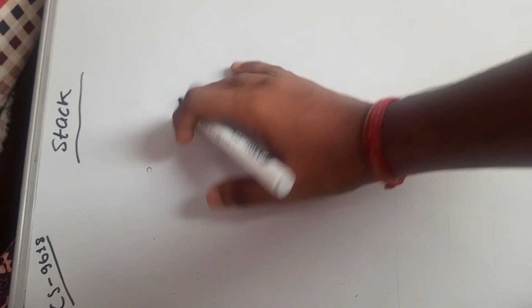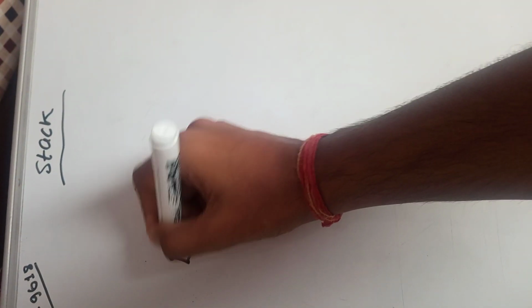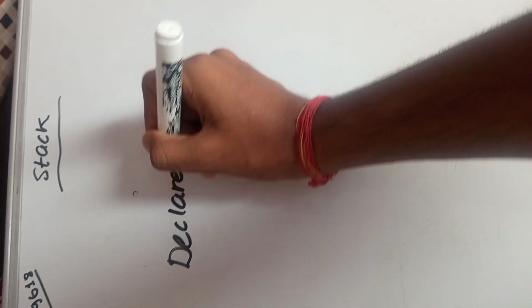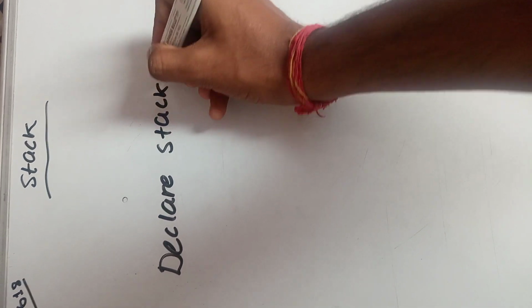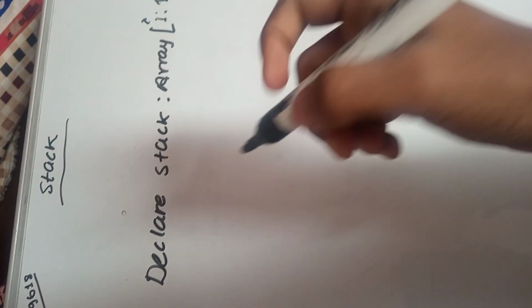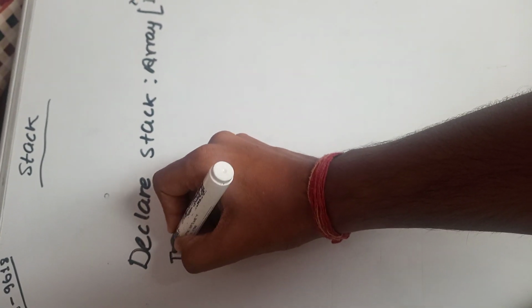As we know, a stack is one type of array, so we should declare one array. So declare a stack array. We can simplify that it has 10 elements, so the lower boundary will be 1 and the upper boundary will be 10. You can choose whatever data type you want, but I am going to choose integer.